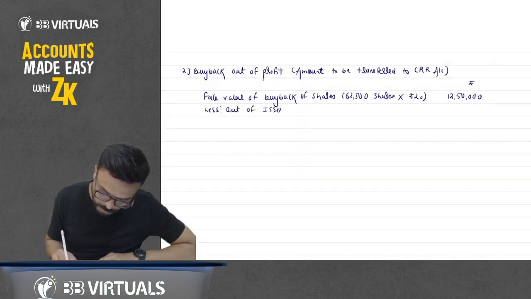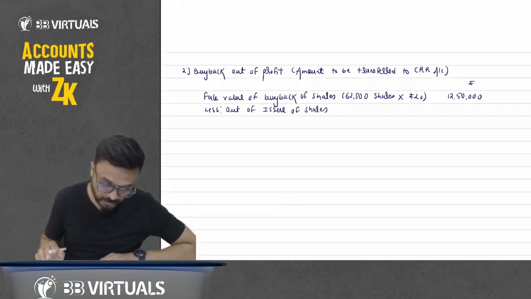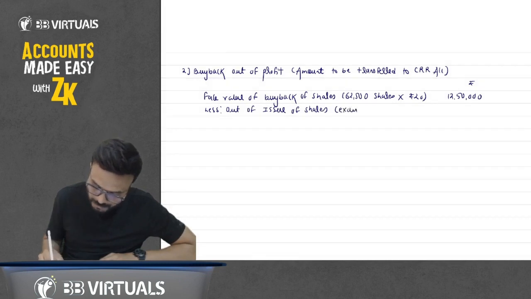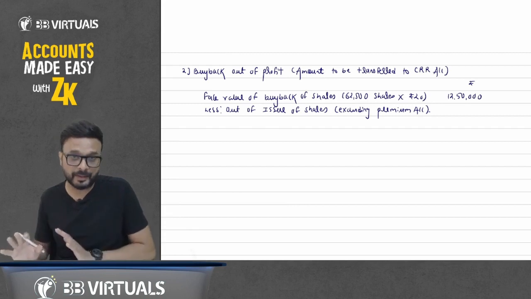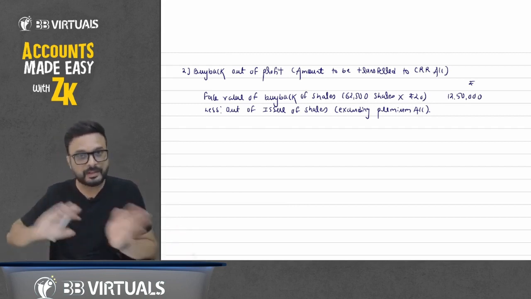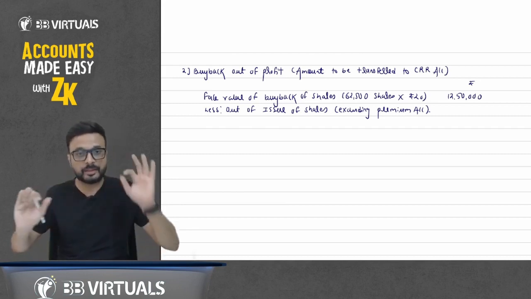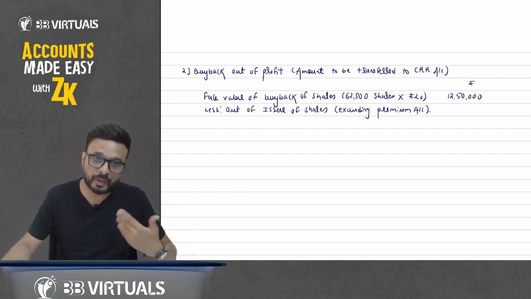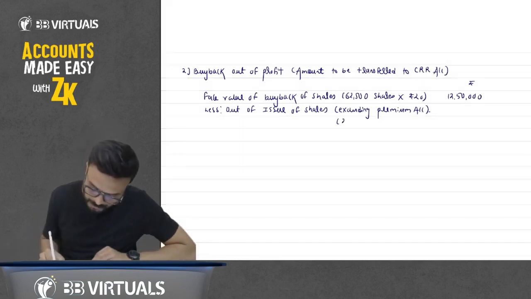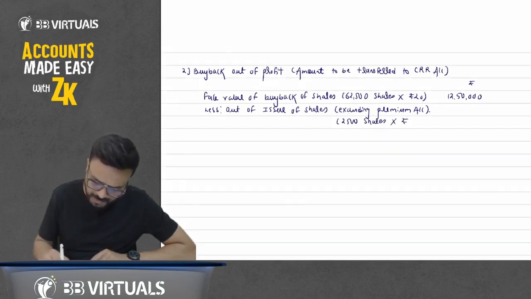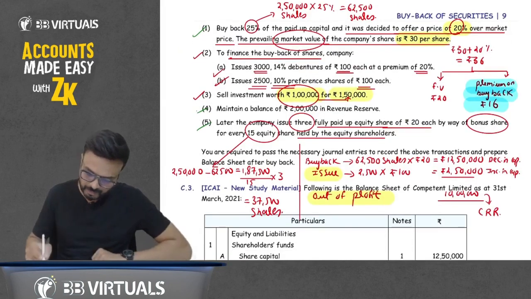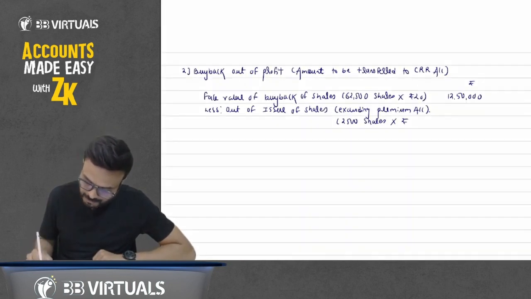Out of issue of shares, excluding premium. Why excluding premium account? Because whenever I say a decrease in capital, capital is always recorded at face value. Capital increases and decreases by face value only. So here, you have issued 2,500 shares, and obviously I think you have issued them at face value only, which is 100.